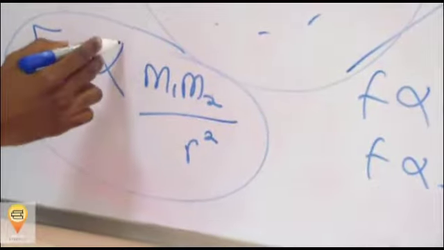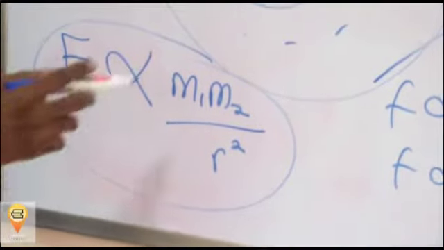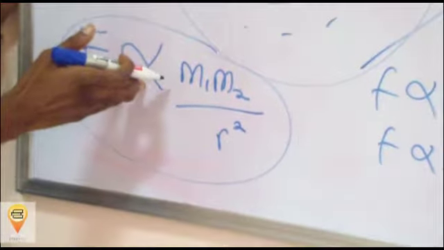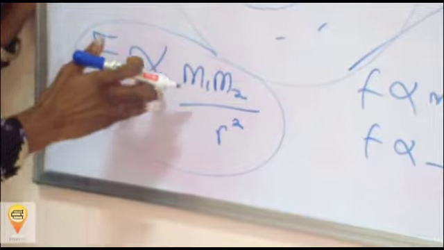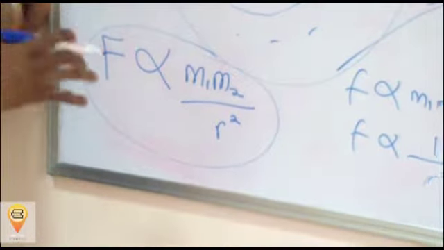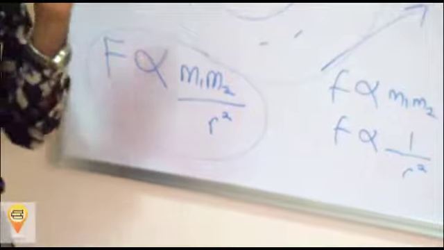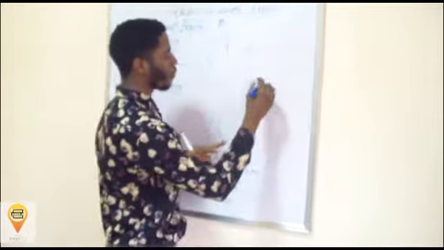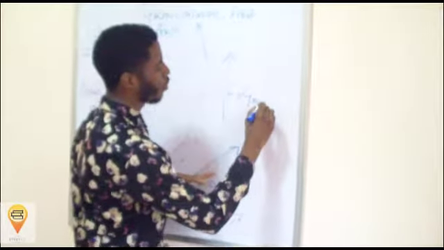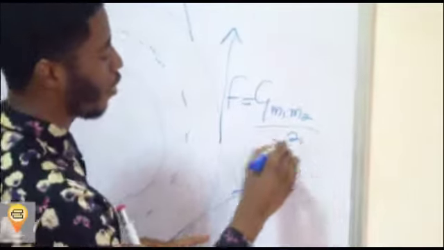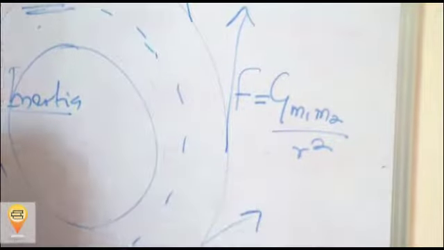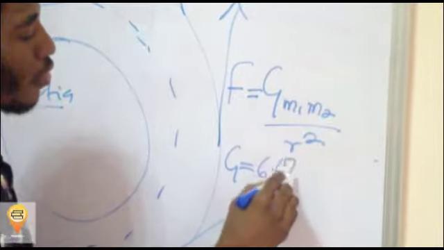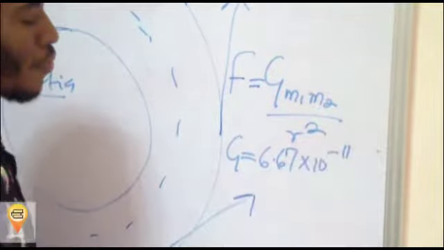Now, we have this law of proportionality sign. How do we remove it? We remove it by turning this into an equal to sign. And once you turn this into an equal to sign, you must introduce a constant. That constant now is called the gravitational constant. Now, we have F is equal to G M1 M2 over R squared, where G is the gravitational constant. And the value of our G is given as 6.67 times 10 raised to the power minus 11.